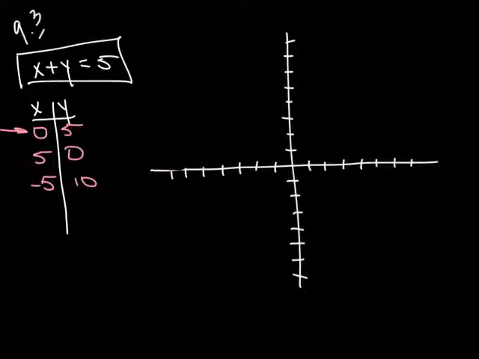Alright, so let's graph 0, 5. So x is 0. We don't go left or right, but we go up 5. 1, 2, 3, 4, 5. There's that point. Now let's graph this one, 5, 0. 1, 2, 3, 4, 5, and we didn't go up or down, so it's going to be right there. And the next one is negative 5, 10, so we go over 1, 2, 3, 4, 5, and then we have to go up 10. I don't have that much room. 1, 2, 3, 4, 5, 6, 7, 8, 9, 10. Maybe I do. So that's going to be a point right here.